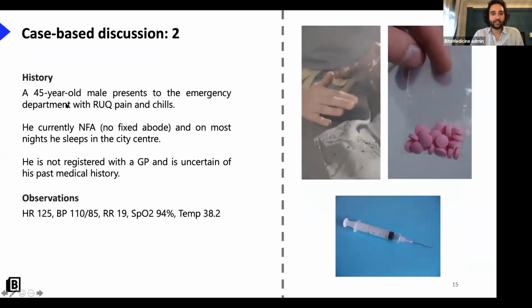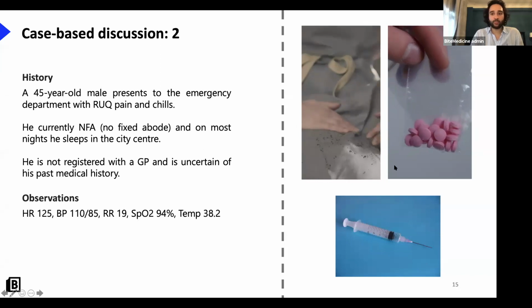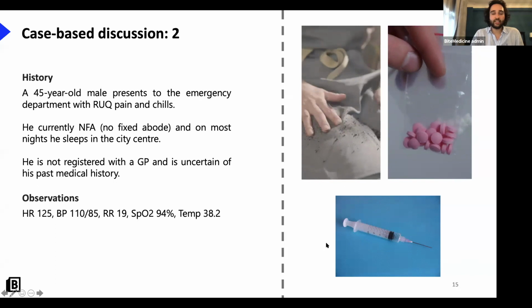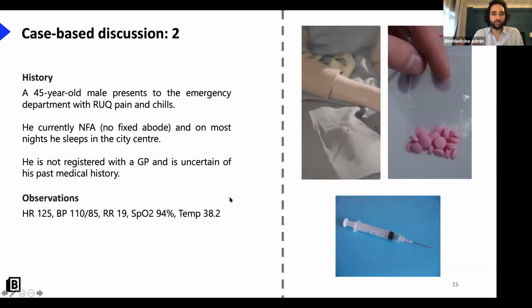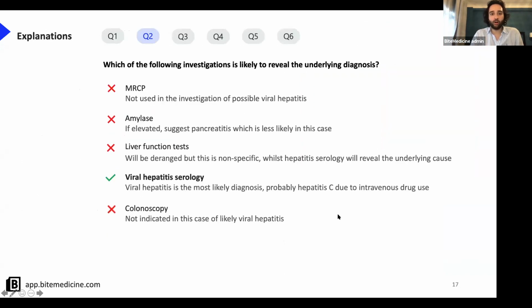So remember, we opened up his bag and we found little bits and pieces there, didn't we? And we found some pills, we found needles, and you know, he's of no fixed abode, right upper quadrant pain and chills, is highly suggestive of a viral hepatitis. So most likely due to hepatitis C secondary to intravenous drug use. So yes, you would expect liver function tests likely are going to be deranged, but if we're thinking about the underlying cause, it's most likely going to be that viral hepatitis serology that you're going to need. So hopefully that makes sense to everyone.